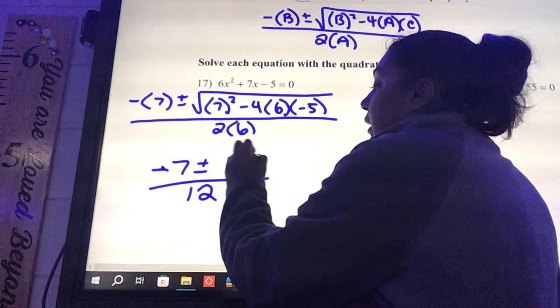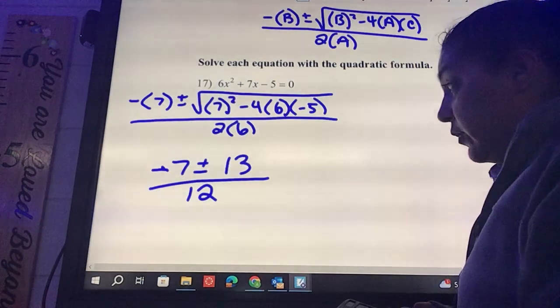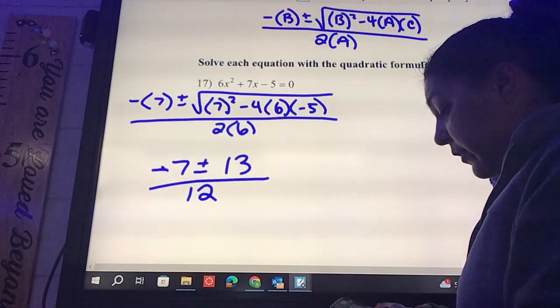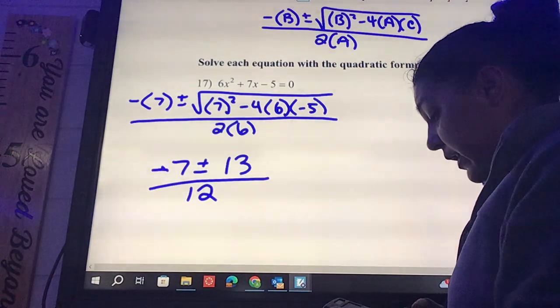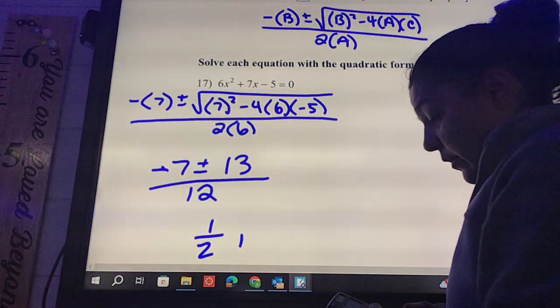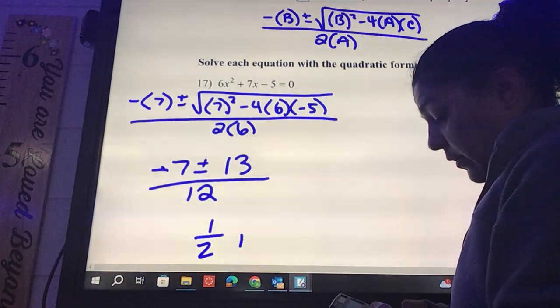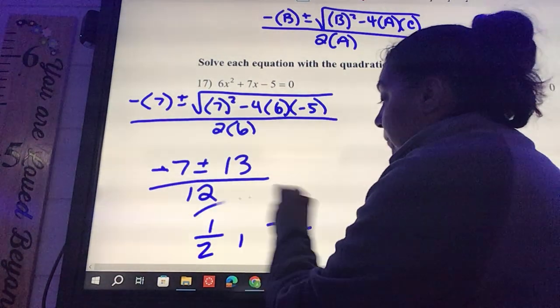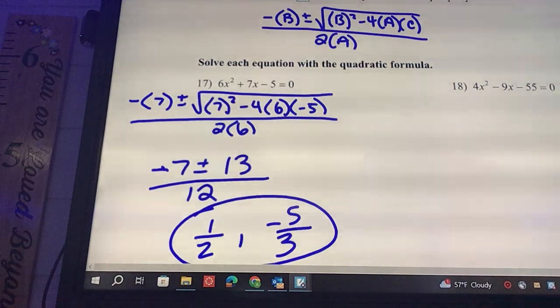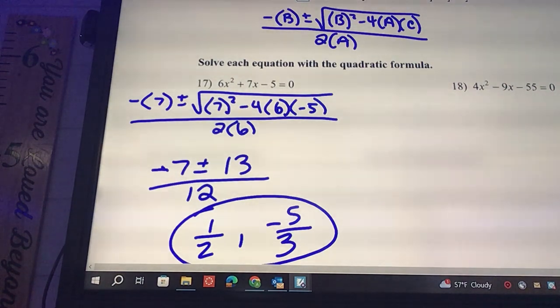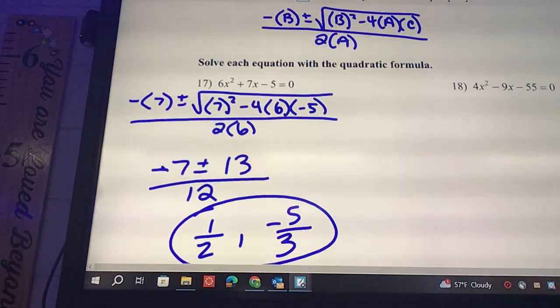That's gonna give you 13. Okay, so we can type this twice, one with a positive 13, sorry, and then the other one with a negative 13. Okay, so you should get 1/2 and -5/3. Okay, we got 5 left.